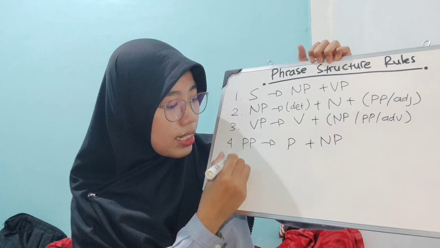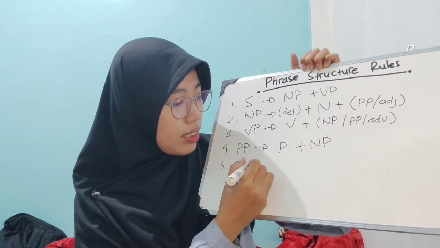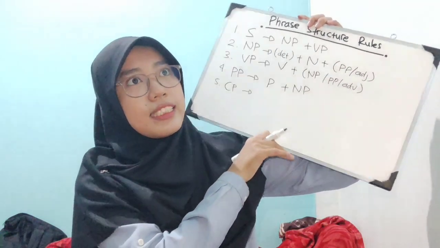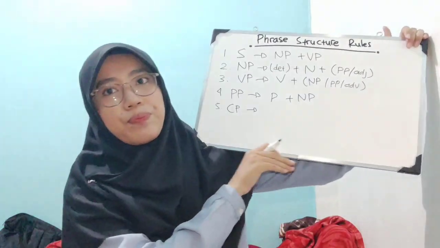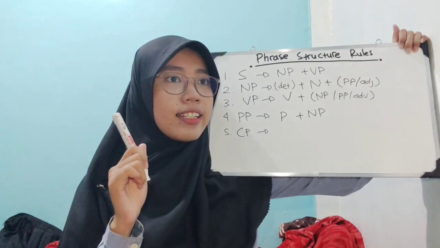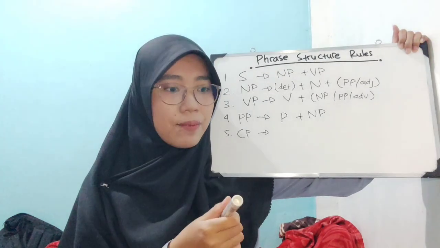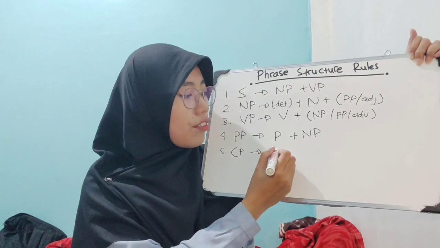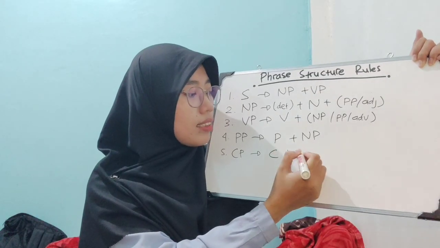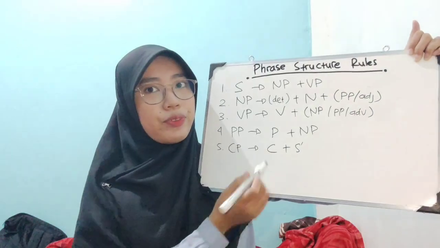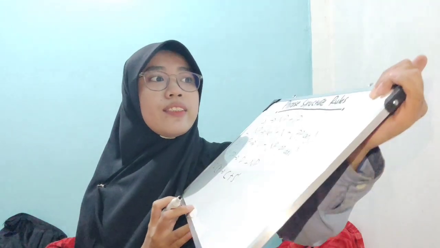And last is the complementizer phrase. A complementizer phrase tells us about a sentence within another sentence. So when you make a sentence and then there is another sentence in it, you use a complementizer phrase. The things that must be there, of course, are a complementizer and then another sentence. We symbolize another sentence with S with an apostrophe. So that's all the phrase structure rules we learn for now.